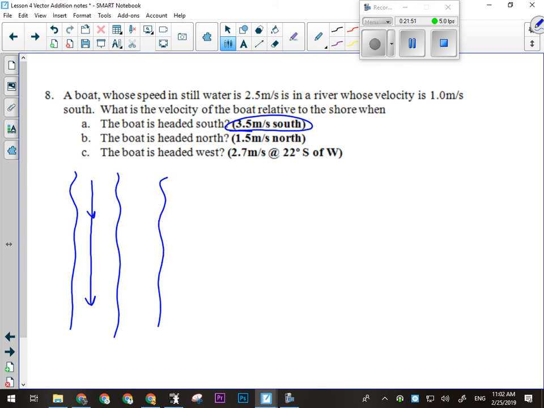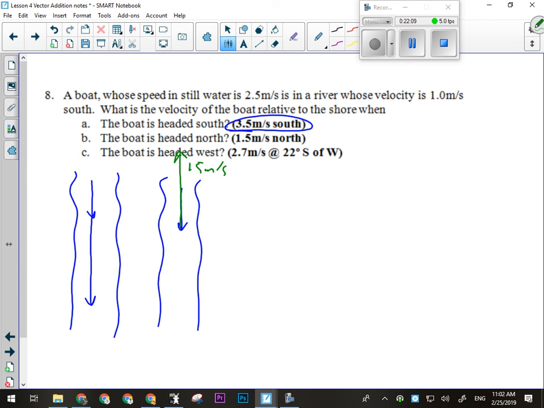In B, the situation is opposite. I have the current going downstream, and then I have myself rowing backwards against it, or straight upstream against the current. So I have my 2.5 minus 1, leaving me with 1.5 meters per second north or upstream.